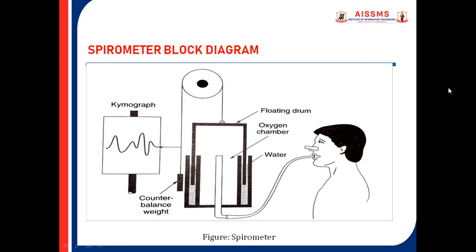Spirometer block diagram. Now we will see the block diagram of the spirometer. It consists of an upright water-filled cylinder containing an inverted counterweighted bell. Breathing into the bell changes the volume of gases trapped inside, and the change in volume is translated into vertical motion, which is recorded on the moving drum of a kymograph.